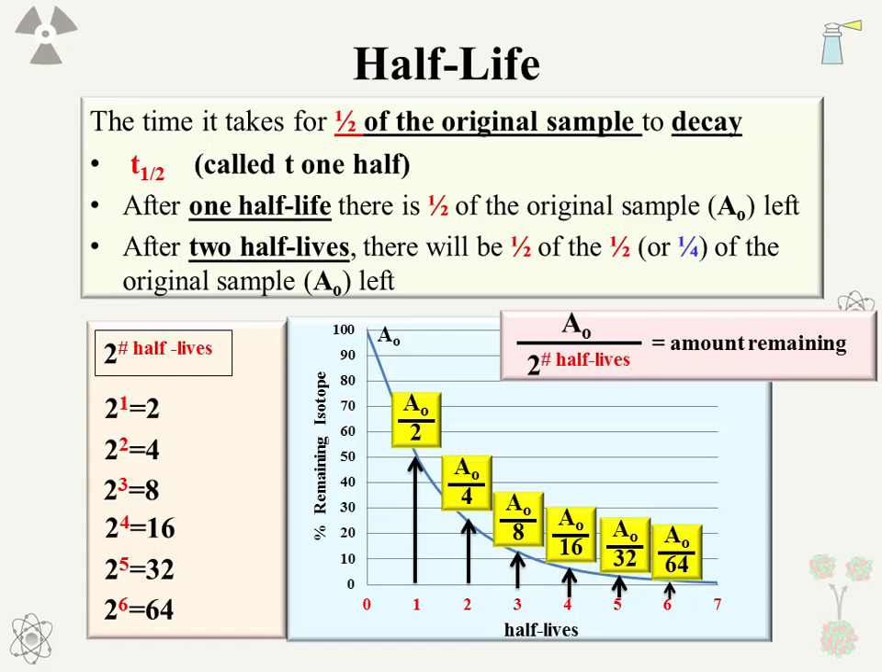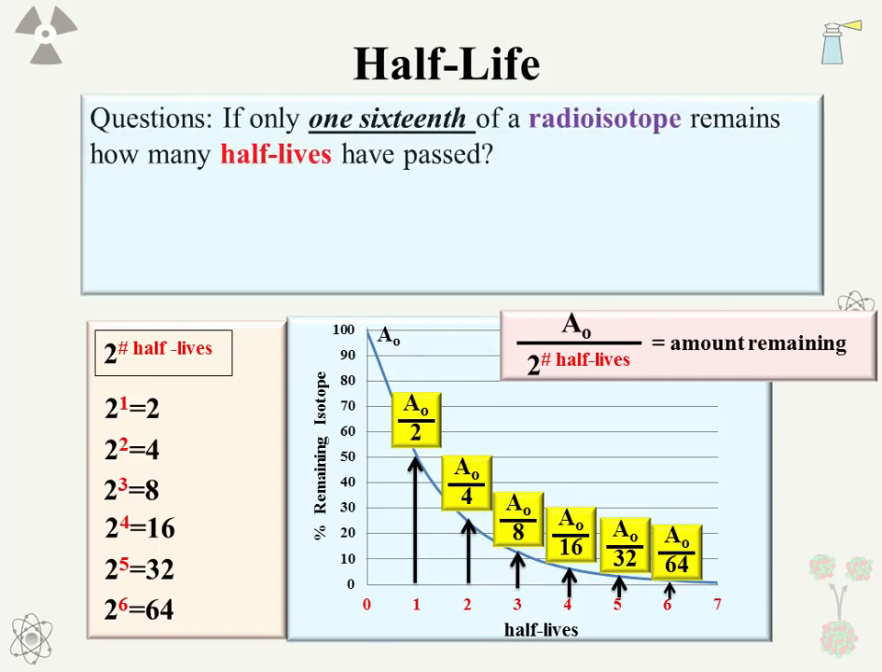Can we ask the opposite question? Can we get the number of half-lives from the remaining amount of isotope? Let's try. If only 1/16 of a radioisotope remains, how many half-lives have passed? In dealing with half-lives, it's important to spot the powers of 2. The 16, or 16th, is a power of 2. How many 2's are in that value? Yeah, it's 4. The quick answer to the question is 4 half-lives.